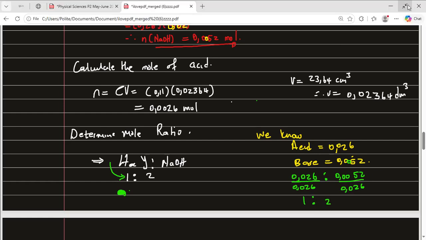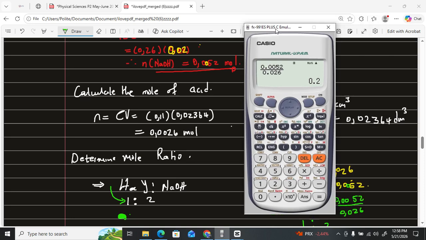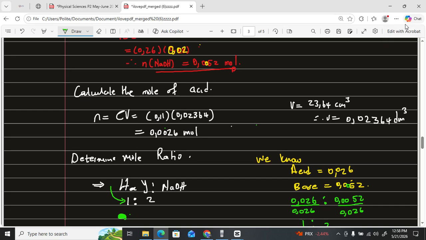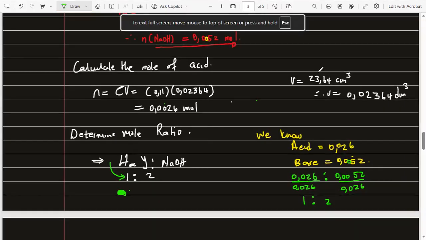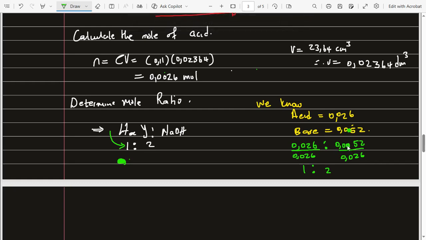So let me quickly verify that on the calculator. So this will be 0.0052 divided by 0.026. This gives us 0. Wait. I don't know why I keep messing up the twos that I have. It's 0.052, not 0.002. So this gives us 2. I'm very sorry. You can also try and fix that on your side. So we don't need a 0 there.